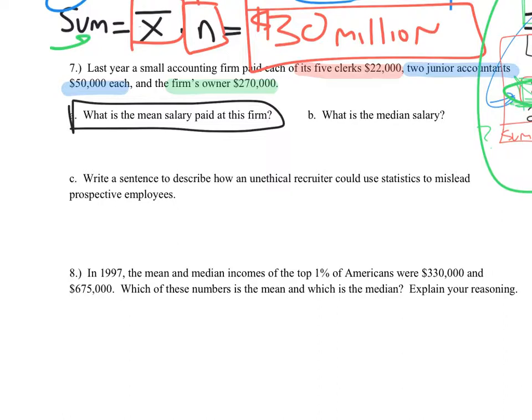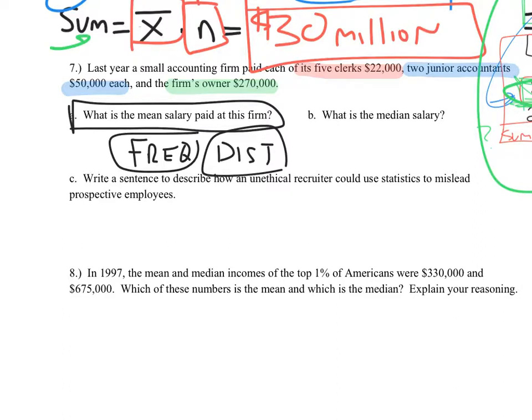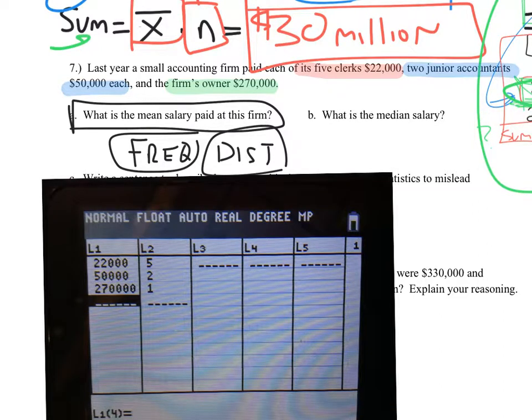What I'm going to do is use the frequency distribution feature of the calculator to go about answering this question. I'm going to enter the data into one list and the frequencies in another. So here I have the 5 clerks making $22,000 each, the 2 junior accountants making $50,000 each, and the firm's owner, so there's 1, making $270,000.